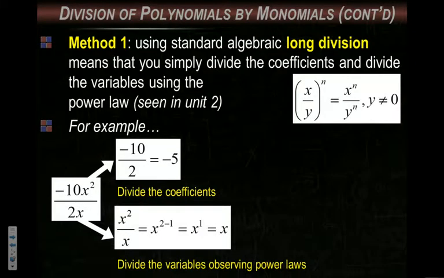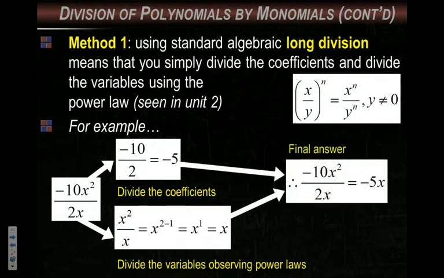So far this doesn't seem that hard. Negative 10x squared divided by 2x is going to give you the answer, negative 5x. Okay. Let's make it a little more challenging.